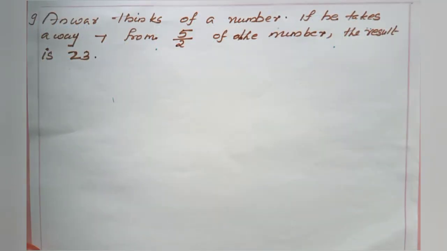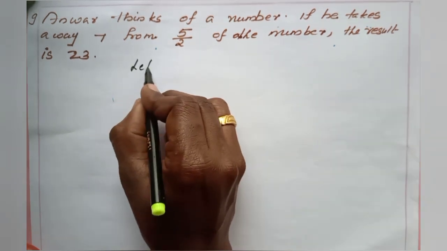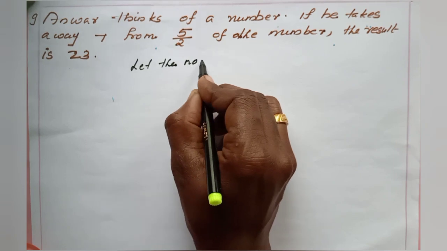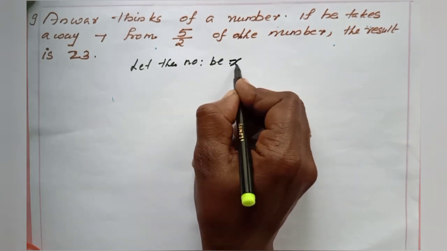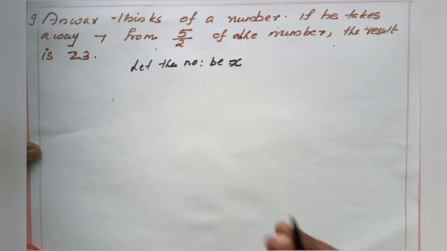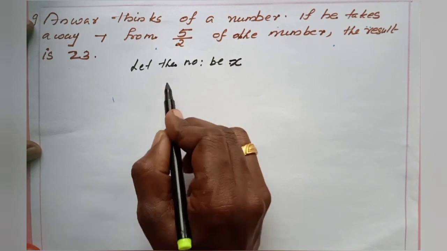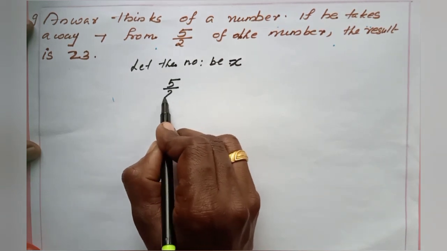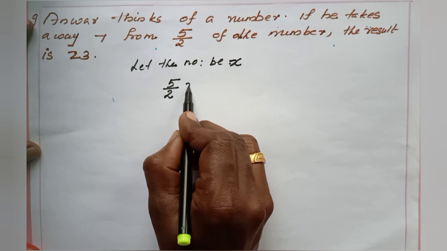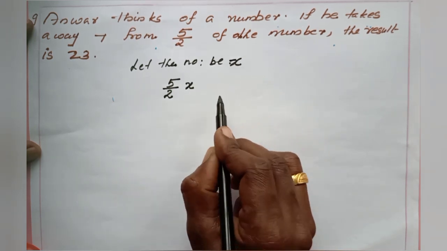Listen to the next question. Anwar thinks of a number. If he takes away 7 from 5 by 2 of the number, the result is 23. So let the number be x. Then 5 by 2 of the number: of means into. So 5 by 2 of the number is 5 by 2 x.